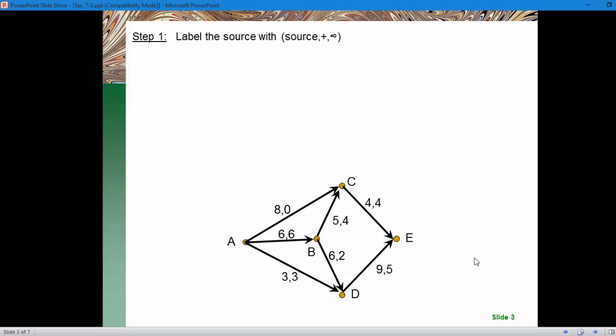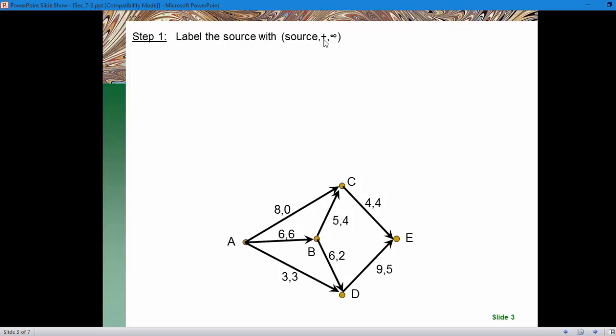So here's step number 1 of the algorithm. We start by labeling the source with this label. Now this label has 3 entries. The first is the predecessor. Because this is the source, there is no predecessor to the source, so we simply write source, or you can use a dash, or you can leave it blank.